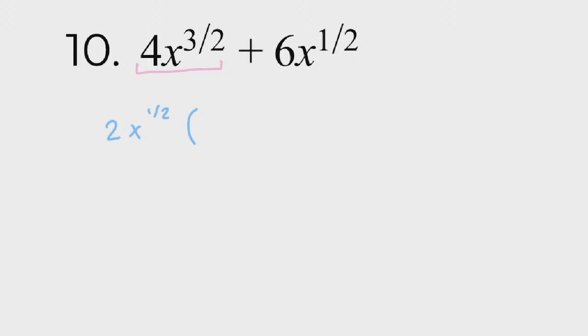When we factor out 2x to the 1/2 from 4x to the 3/2, we're left with 2x, and now we have to figure out the exponent. So the original exponent was 3/2, and we're going to subtract what we factored out, which was 1/2. So that'll equal 2/2, which is 1. So we have an exponent of 1, which means we don't have to write anything. And in the second term, we have a 3 left and no x's left. So our final answer is going to be 2x to the 1/2 power times 2x plus 3.